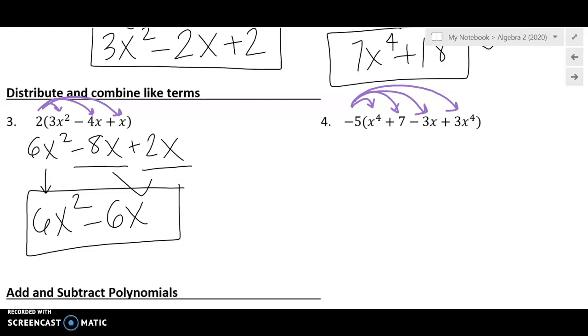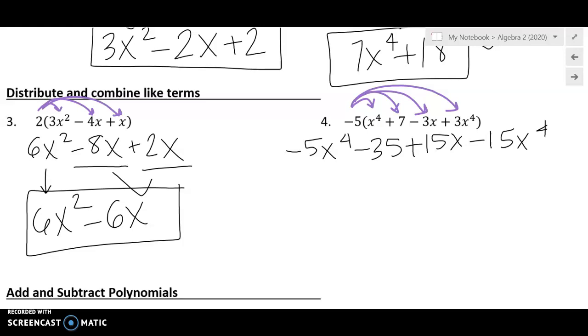So negative 5 times x to the 4th, that's negative 5x to the 4th. Negative 5 times 7 is negative 35. Negative 5 times negative 3x would actually be a positive 15x. And then negative 5 times 3x to the 4th would be negative 15x to the 4th. Just be careful with your signs. There's a lot going on.